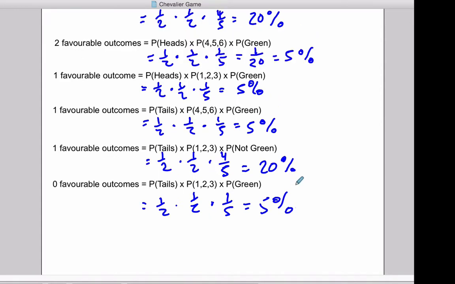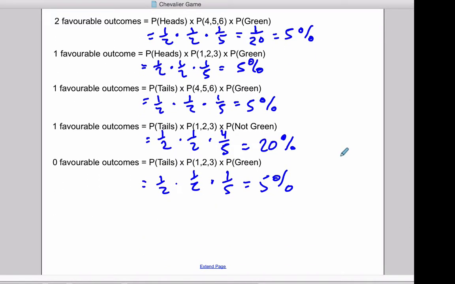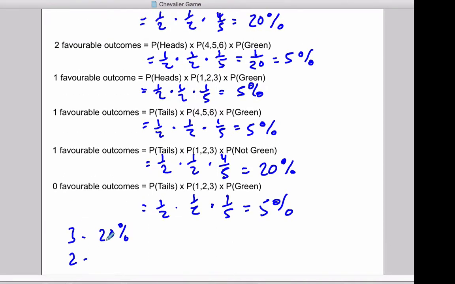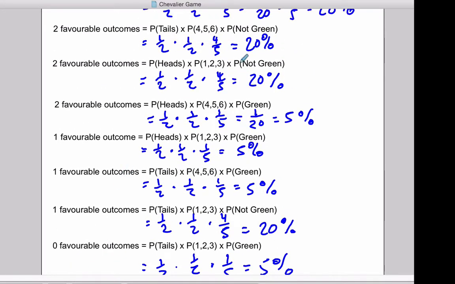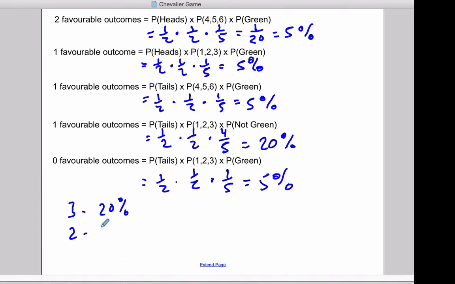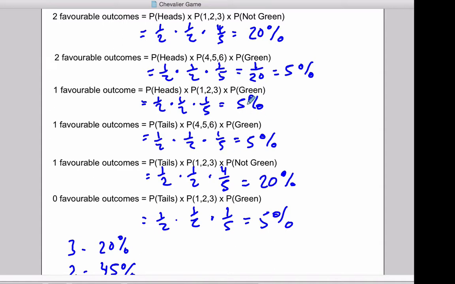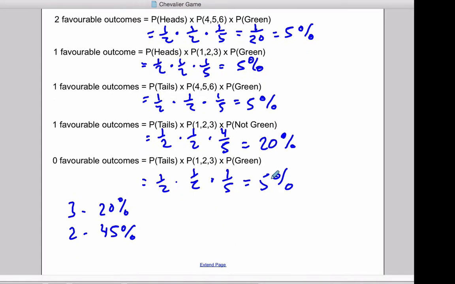And you'll notice then here, if we take a look at the percentage of favorable outcomes, well, 3 favorable outcomes is 20% probability. 2 favorable outcomes will be the 20% plus 20% plus 5%, which is 45% probability of getting 2 of the 3 right. Probability of getting 1 favorable outcome is going to be 5 plus 5 plus 20, so that's going to be 30%.